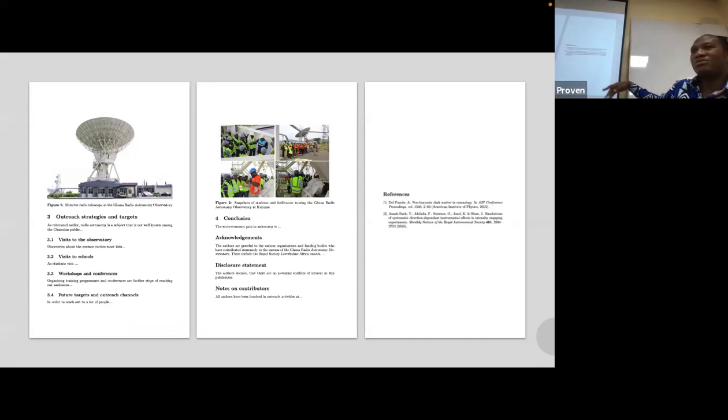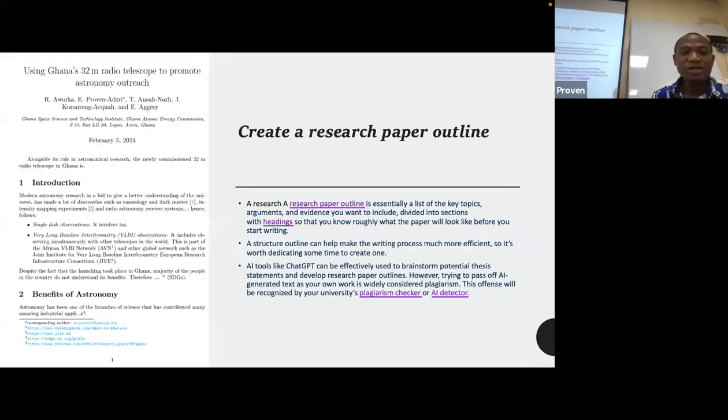And then there are some disclosure notes for publishers. They require some of those things. And then you have your references. So the structure outline will help to make the writing process much more efficient.